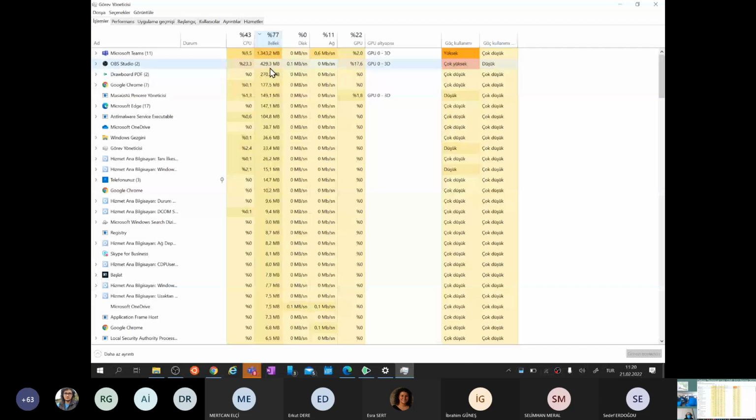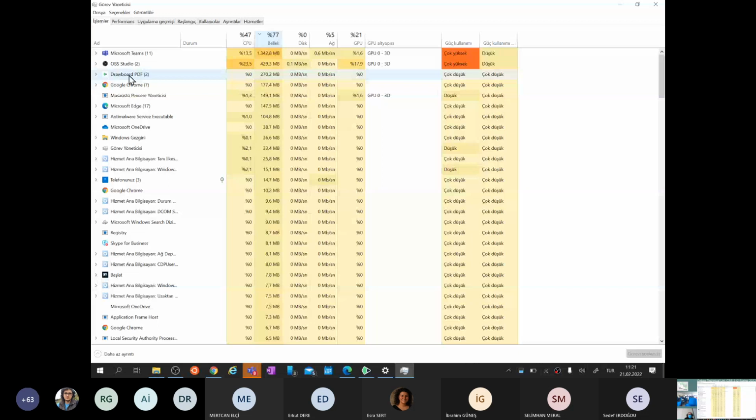If I see what I'm running here: Teams, OBS, and Drawboard. This is for Teams, this is for recording my screen, this is for my PDF viewer. This is my Chrome, and for some reason I am running Edge too, and OneDrive is running. If I let any of them, their memory requirements are larger than 8 gigabytes. If you tell them how much memory you need, they say I need 10 gigabytes, I need 15 gigabytes, and so on.